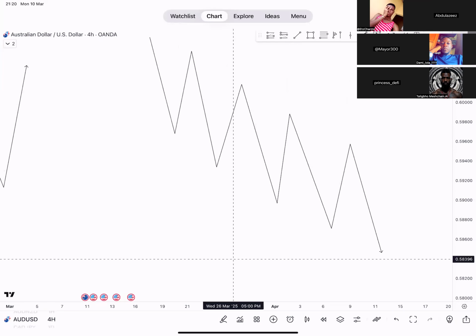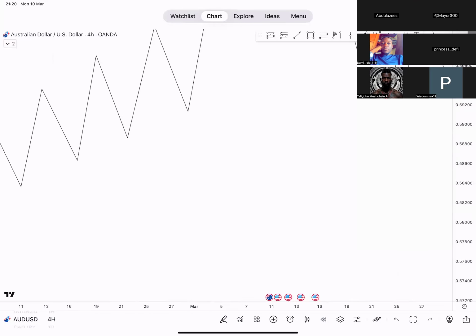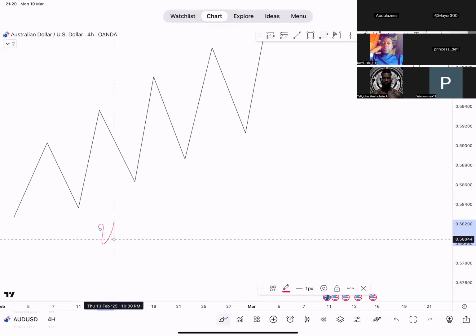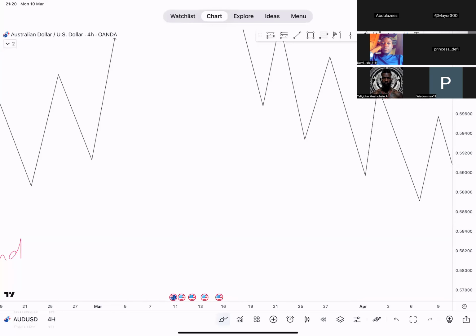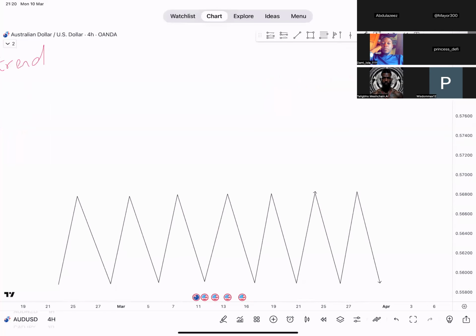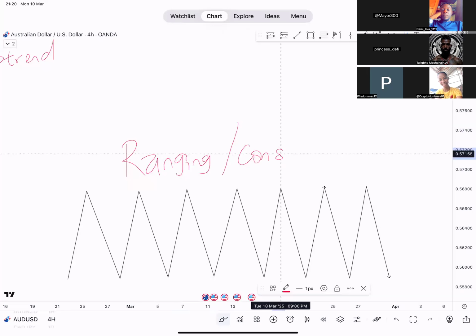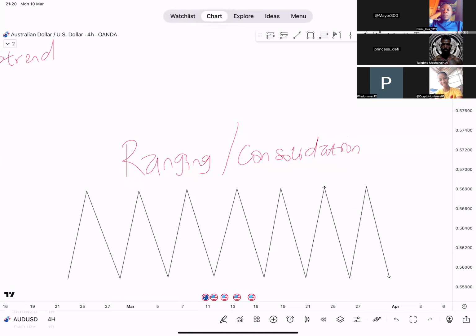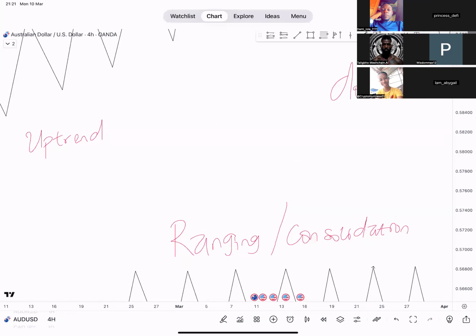Now, these are the three basic types of market structure. We have three types of market structure. We have what we call an uptrend, we have what we call a downtrend, and we have what we call the ranging or consolidation market structure. You can remember this one as either. If you call it a consolidation market structure, whoever you're talking to should understand. If you say ranging market structure, they would still understand. So we have an uptrend, a downtrend, and a consolidation market structure.